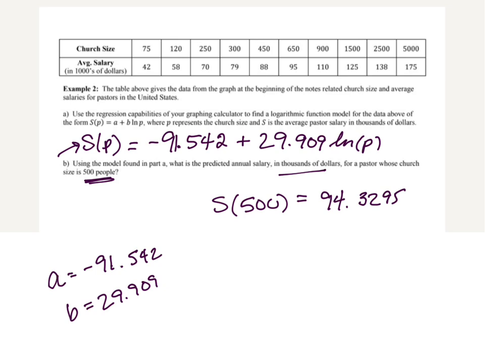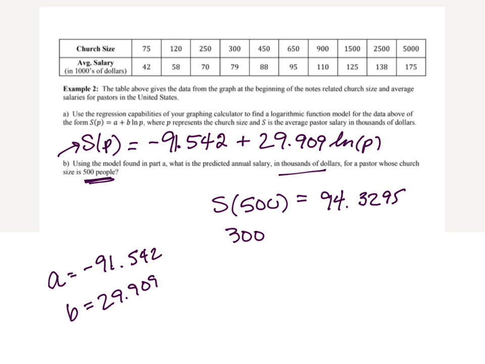So the person whose church congregation is 500 people makes $94,000. Good. Okay, so this is the way this question was asked. They said, what is the salary for a pastor of a 500-person church? My question for you is, how many people are in the church of the pastor who makes $300,000? Oh, you have to set it equal to it. Okay, so that's the next question.